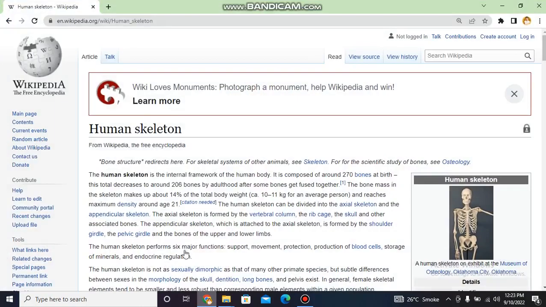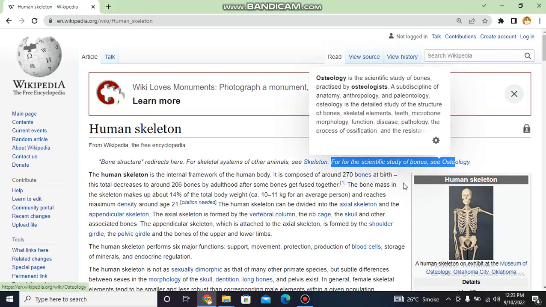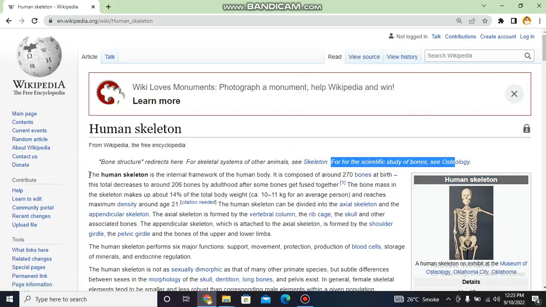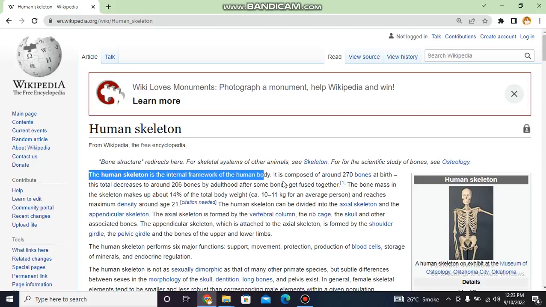Okay, today my topic is about the skeleton system in humans, or the human skeleton. Okay, the bone structure. Redirect here for the skeletal system of other animals. See the skeleton for the scientific study of the bones. See osteology. The human skeleton is the internal framework of the human body.